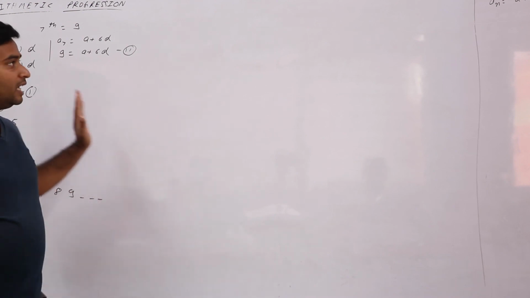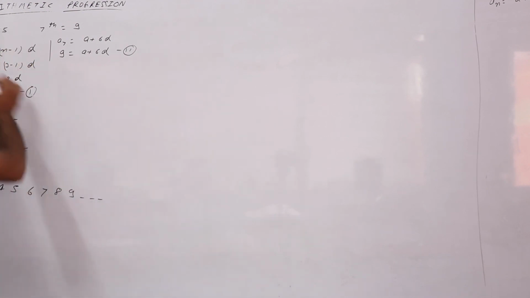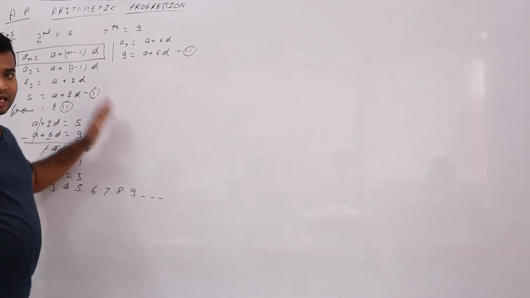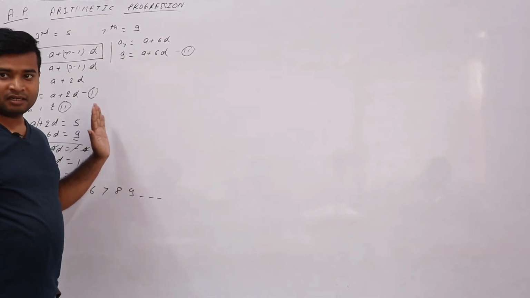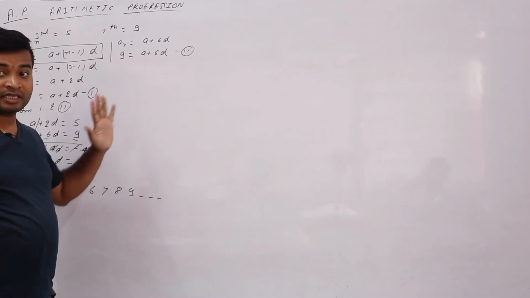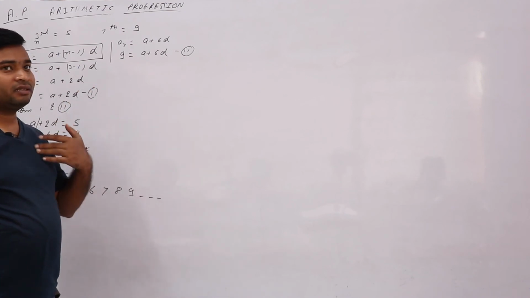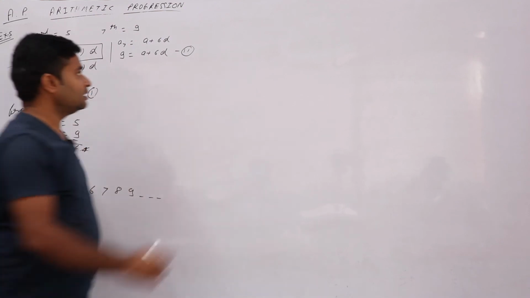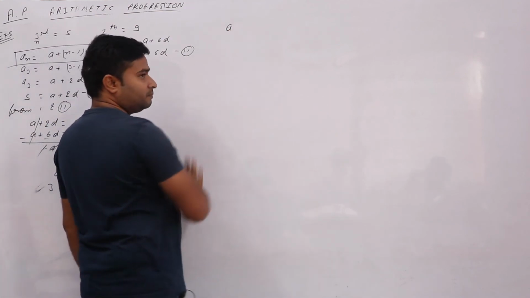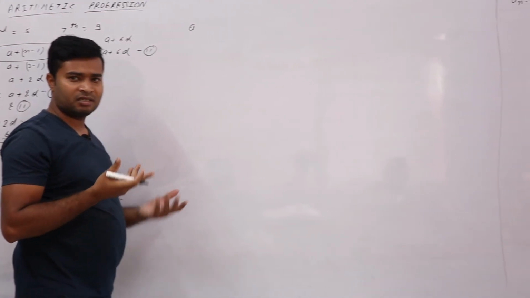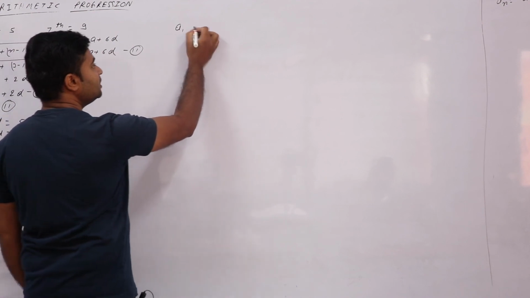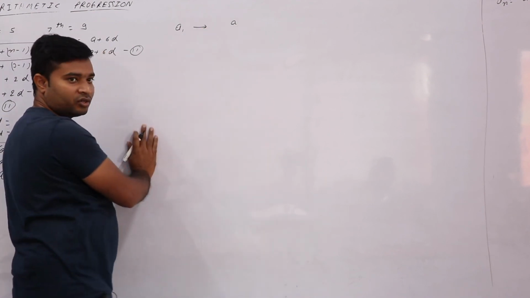Understood? Now I'll tell you how this formula came. At least now you have a little bit of an idea. Now I'm saying how this formula came. Now you understand better, because if I said this in the beginning, then it would go over your head. Correct. If we write the first term as a, I am taking this as the first term, written as a.